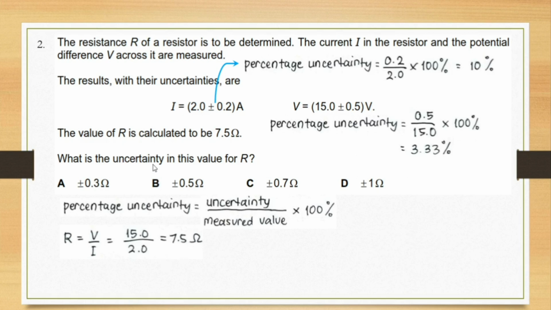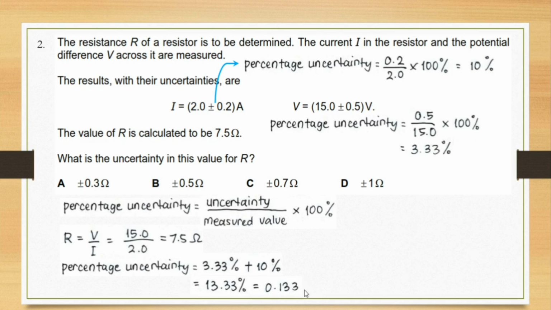And to find the percentage uncertainty, we have to add the values. Percentage uncertainty is equal to 3.33% plus 10%. Because it is divided, then we have to add. Then it is equal to 13.33% or 0.133. To find the uncertainty, just multiply this value by the calculated value of R, 7.5 ohms. It is equal to 0.99 and so on, which is 1 ohm. So the answer is D.